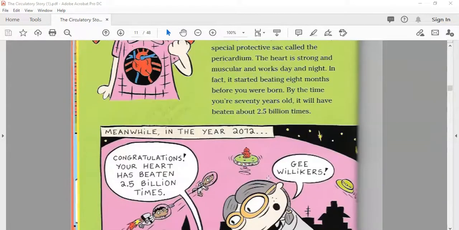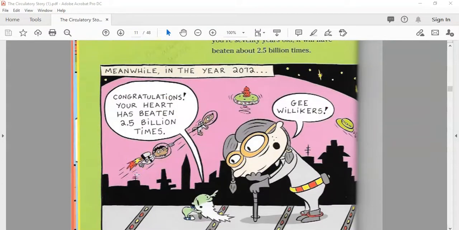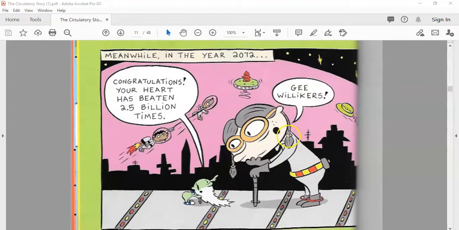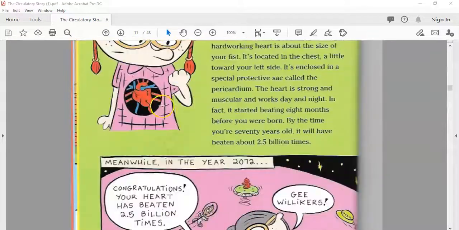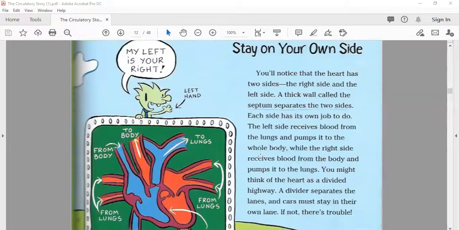It was already working. So look at this illustration. So here the author is trying to show us how hard our heart works. Meanwhile, in the year 2072, congratulations, your heart has beaten 2.5 billion times. Gee whiz. So you can tell here that they're just trying to make a point, boys and girls, that your heart has beaten so many times, even though you're what? Look at the difference between this illustration and this one. Even though you're older, right? Yes, remember, your heart never takes a day off.